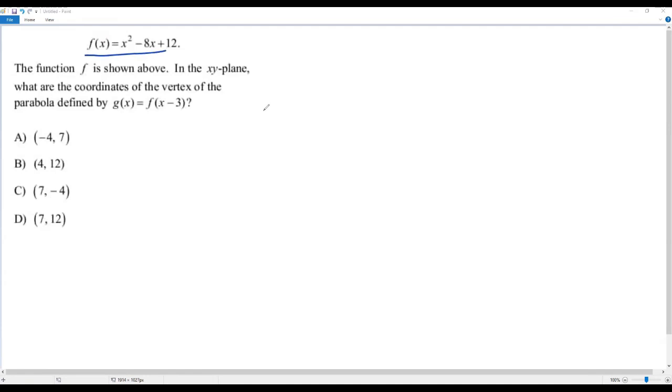Now let me write the given function f of x as it is. That is f of x equals x squared minus 8x plus 12. As I said earlier, this function is in standard form, that is ax squared plus bx plus c. To get the x coordinate of the vertex of a quadratic function, the formula is x equals negative b over 2a. So this formula can be used to get the x coordinate of the vertex when the quadratic function is given in standard form, that is in this form ax squared plus bx plus c.